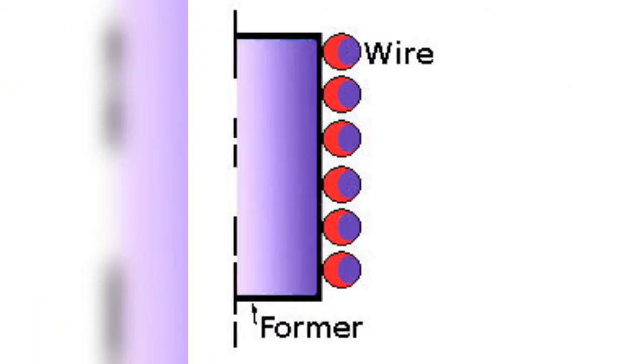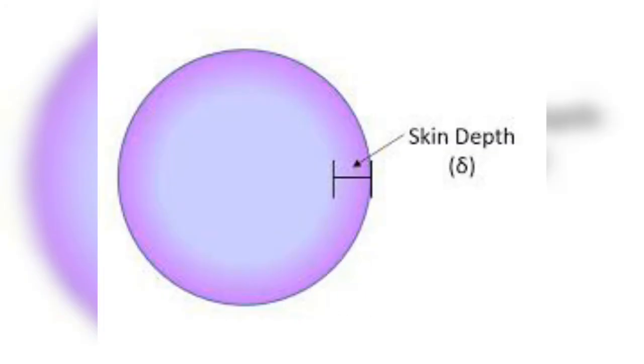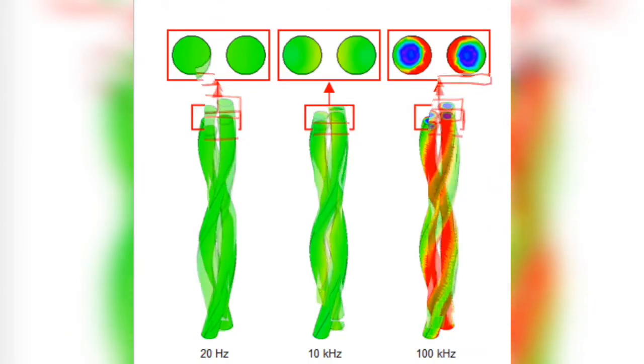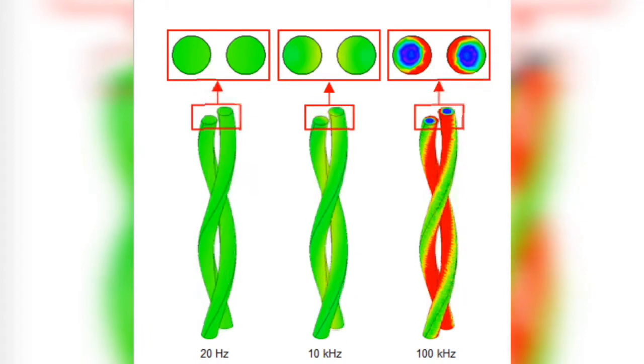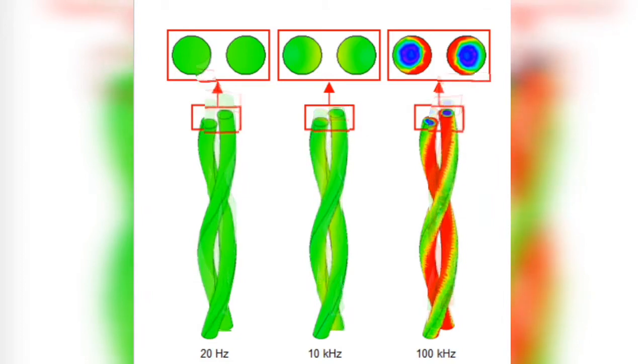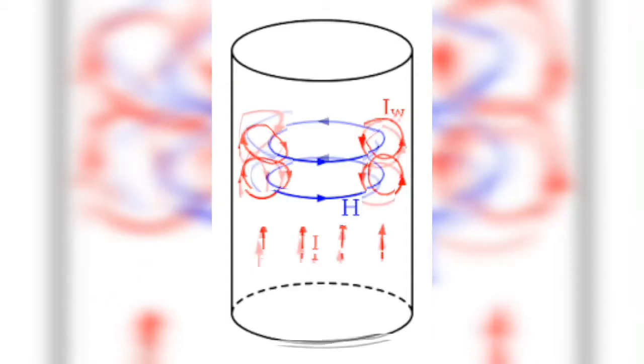In Litz wire windings, the proximity effect is divided into the internal proximity effect, which affects the current within the bundles, and the external effect on the current in a bundle.